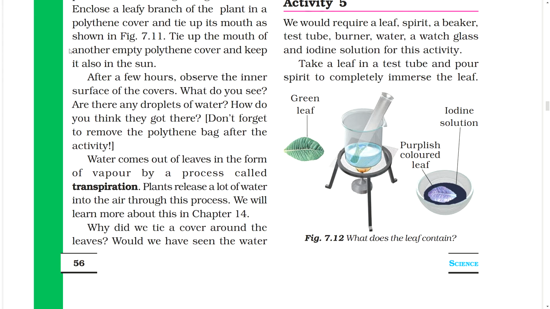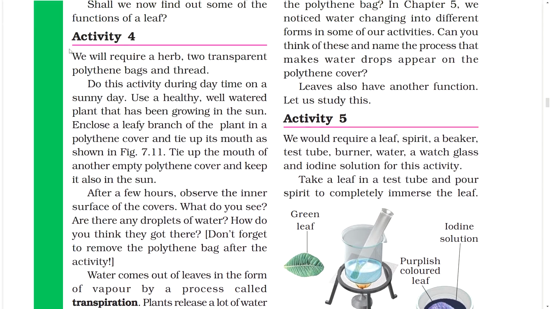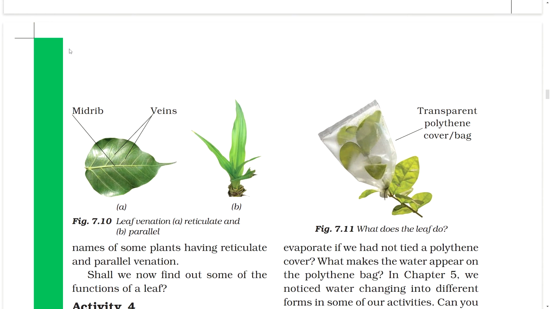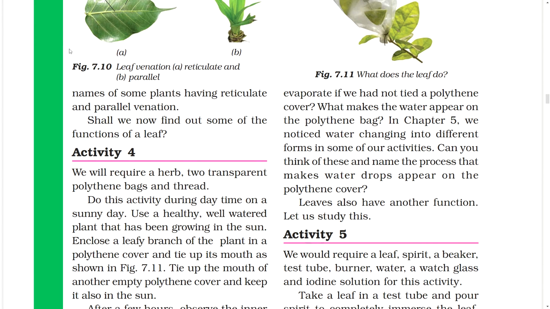Why did we tie a cover around the leaves? Would we have seen the water? Transparent polythene cover or bag. Figure: what does the leaf do? The water would evaporate if we had not tied a polythene cover. What makes the water appear on the polythene bag? In chapter 5, we noticed water changing into different forms in some of our activities. Can you think of this and name the process that makes water drops appear on the polythene cover?